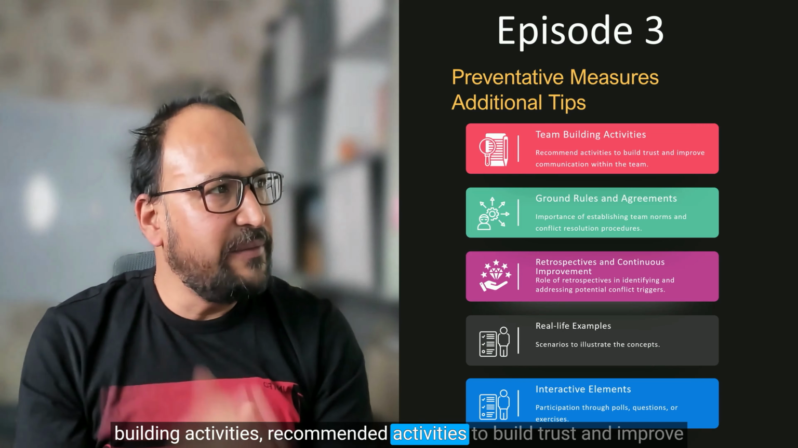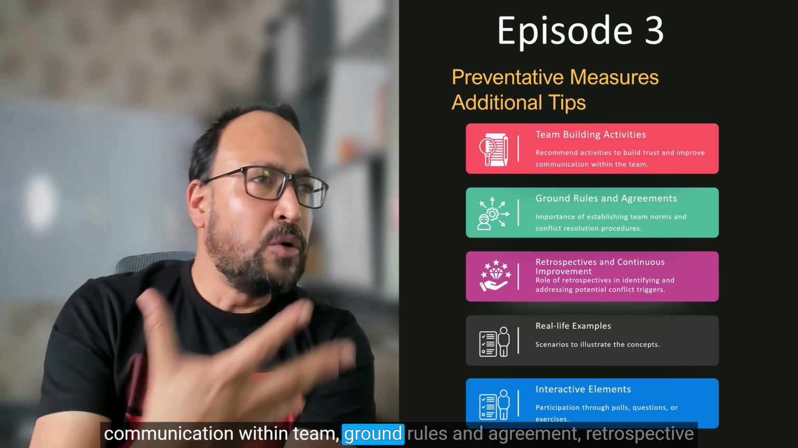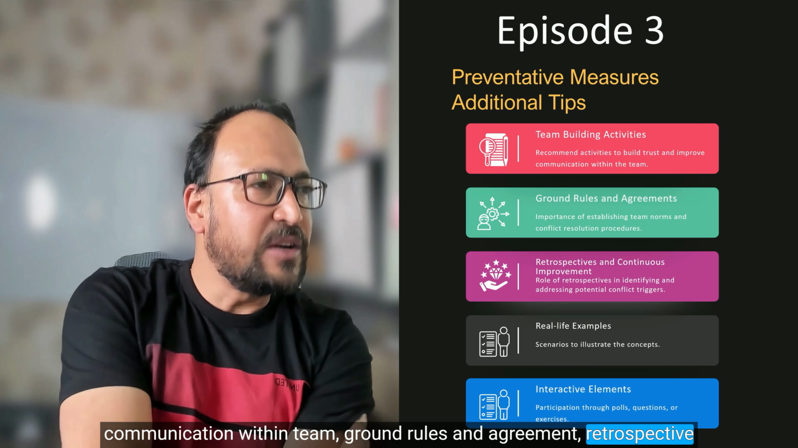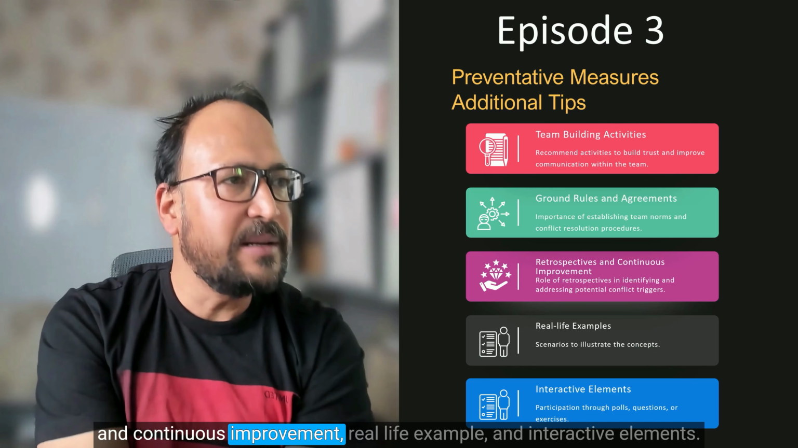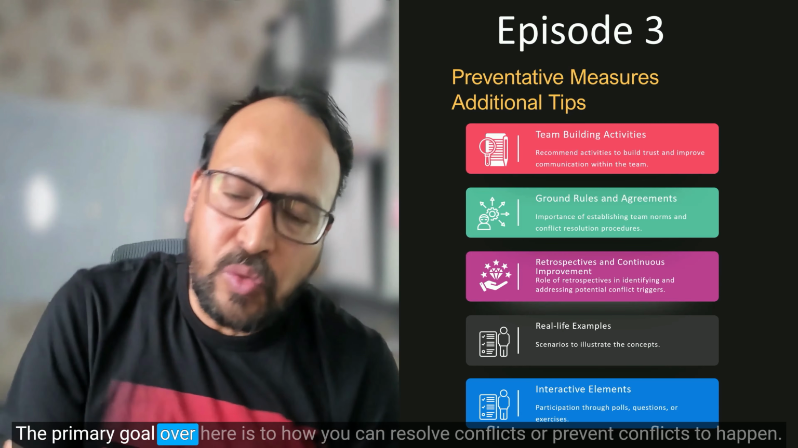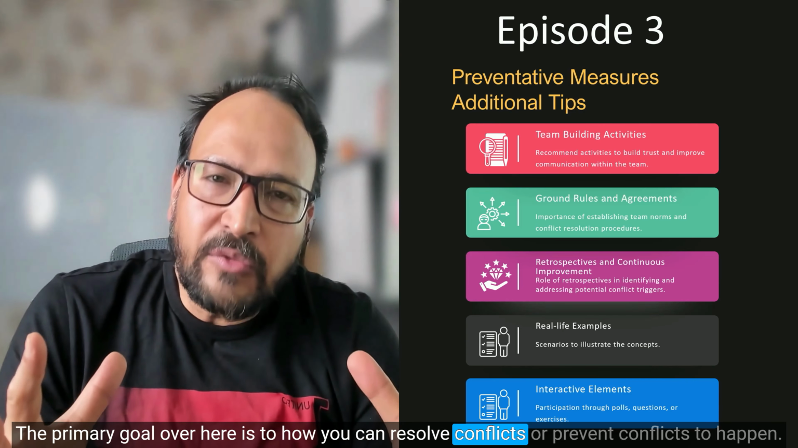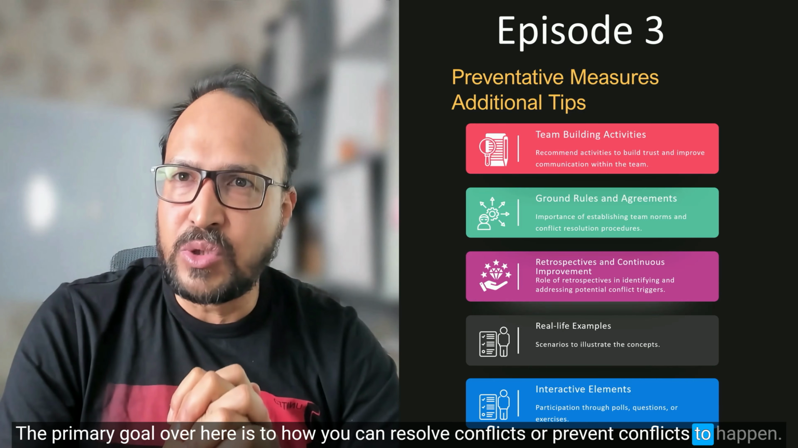A recommended activity is to build trust and improve communication within the team. We will cover five areas: ground rules and agreement, retrospective and continuous improvement, real life example, and interactive elements. The primary goal here is to learn how you can resolve conflicts or prevent conflicts from happening.